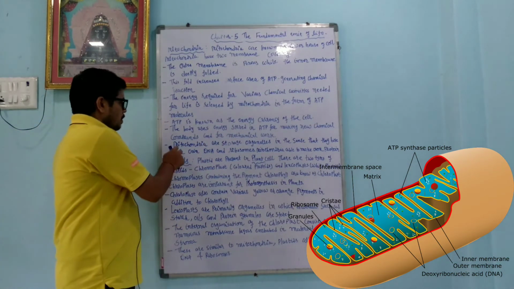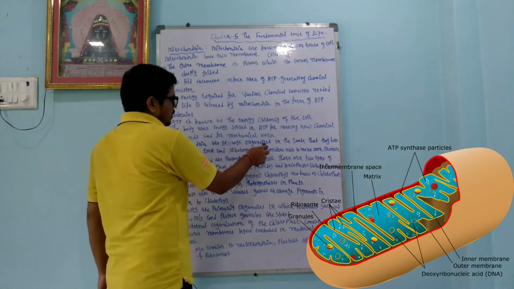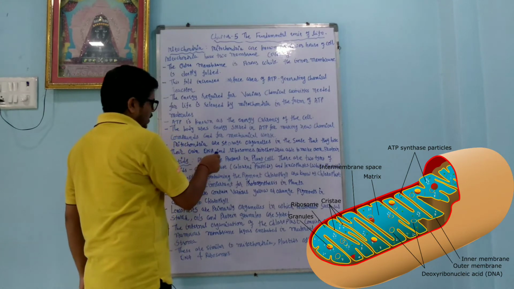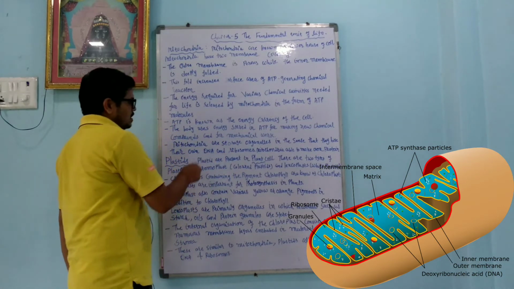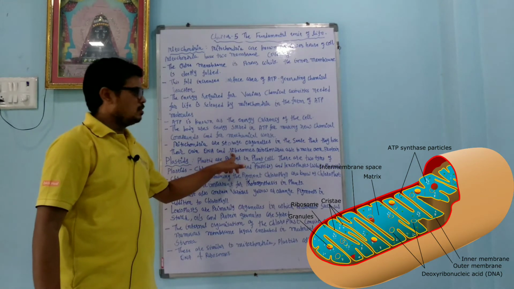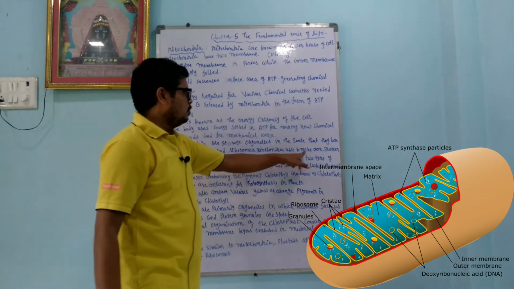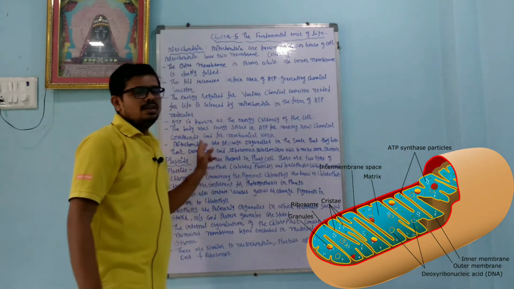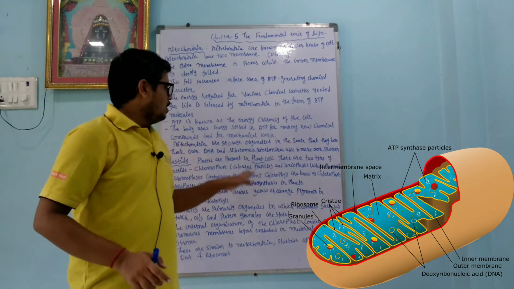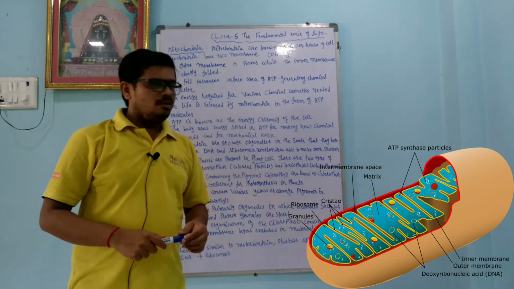compounds. Mitochondria are semi-autonomous organelles in the sense that they have their own DNA and ribosomes. They have their own DNA, deoxyribonucleic acid, and ribosomes are used to synthesize protein. Mitochondria are able to make their own protein. So two things are important: first, mitochondria have their own DNA, and second, mitochondria are able to make protein.